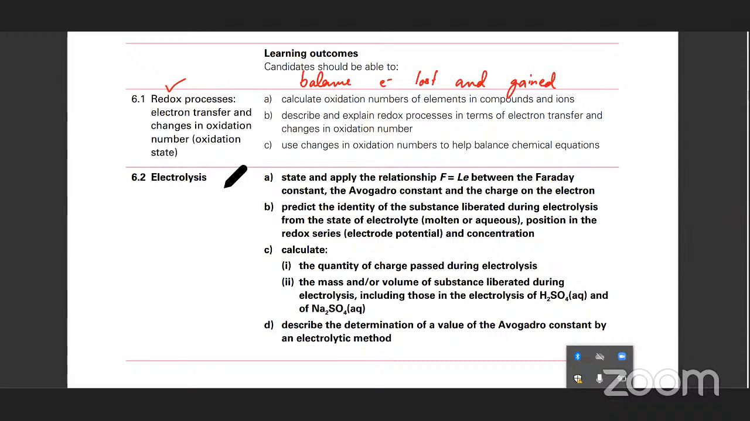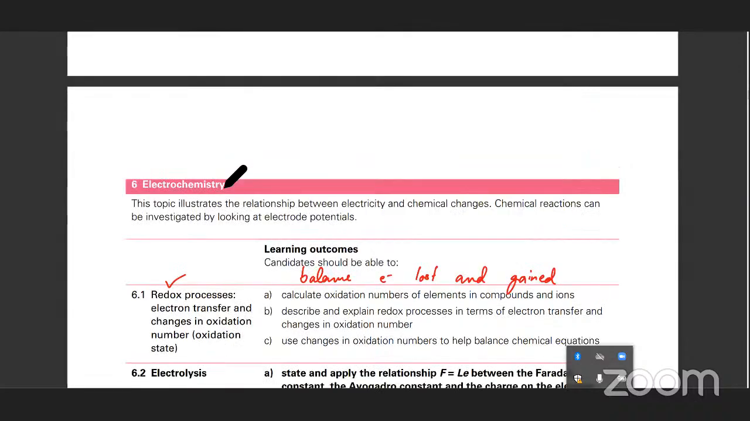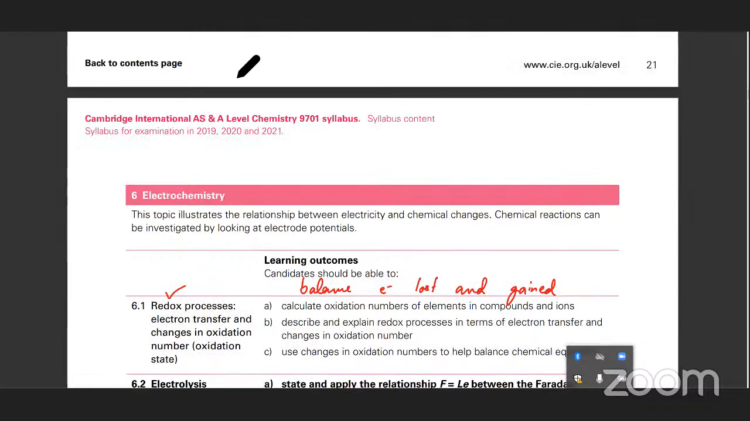Just a second, where did electrochemistry go? अच्छा नहीं, यहाँ से start हो रही है. अच्छा, so wait a second. हाँ ठीक है.